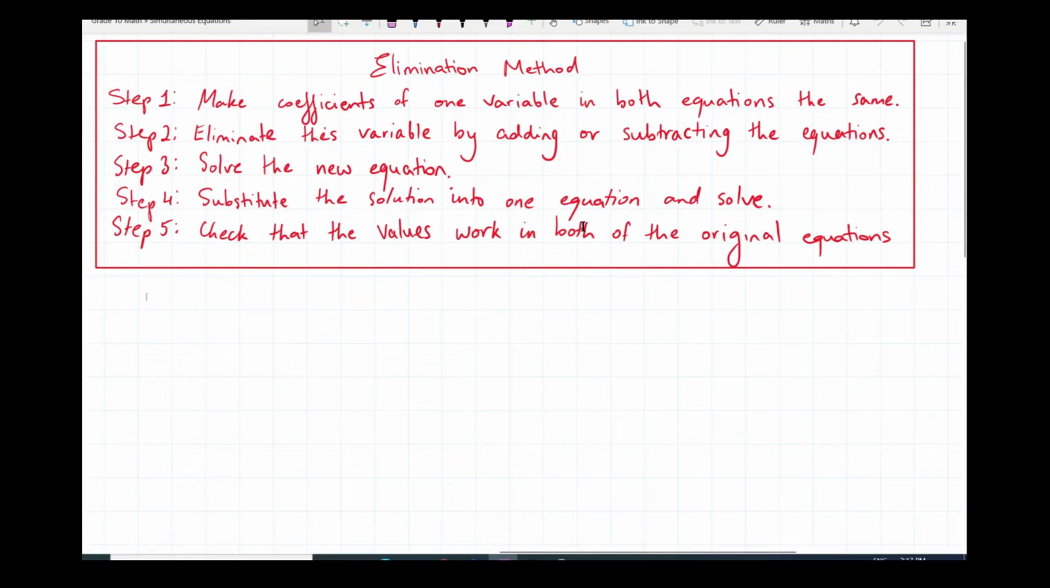A quick rundown of the elimination method. Step 1. Make coefficients of one variable in both equations the same. Step 2. Eliminate this variable by adding or subtracting the equations.